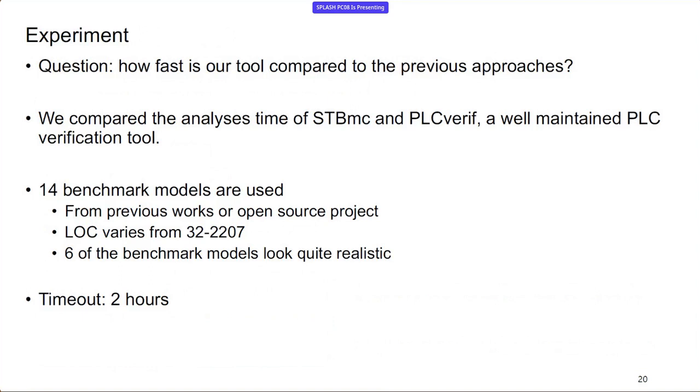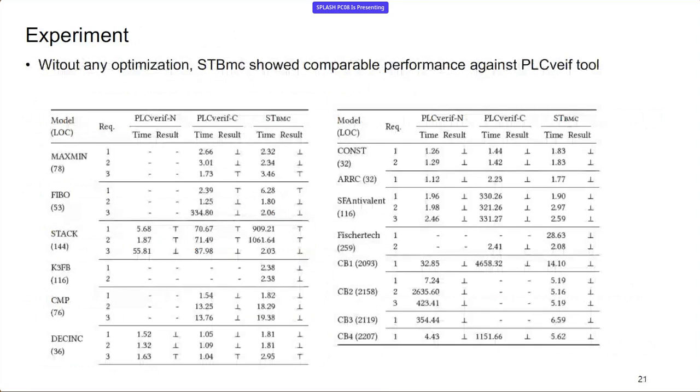And we used 14 benchmark models whose size varies from 32 lines to over 2,000. And this is the table. PLC Verif N is PLC Verif with new XMV, and PLC Verif C is PLC Verif with CBMC. And there are a lot of numbers. What I'm trying to say here is that STBMC showed comparable performance against PLC Verif.